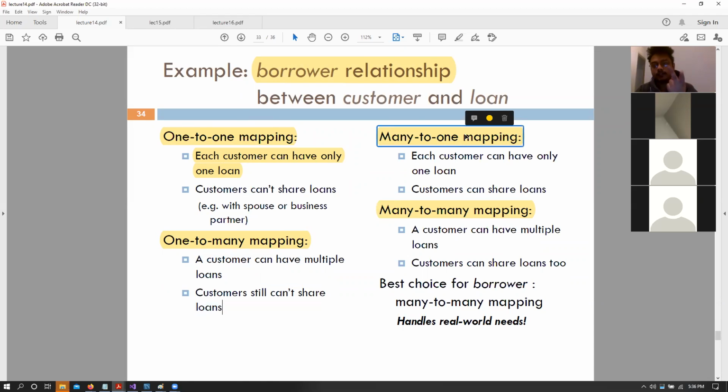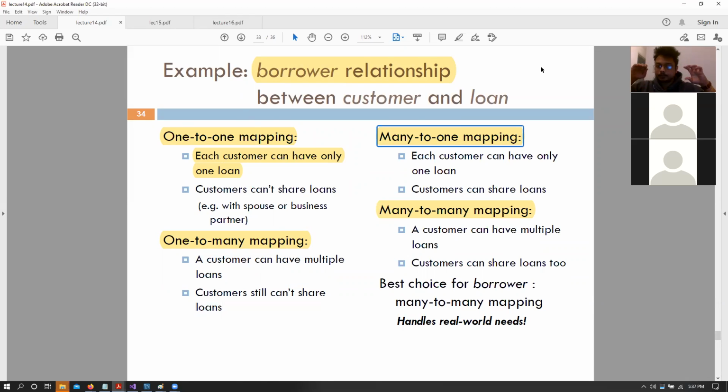A many-to-one was the other way around, where each customer can have one loan, but customers can share loans. That means that it's a many-to-one relationship, so many customers can share one particular loan, but that also meant that one customer can have a single loan, and if I am part of a joint loan, then I can't have another loan, right? Does that make sense? Right, because I already have one loan as a joint loan with another customer.